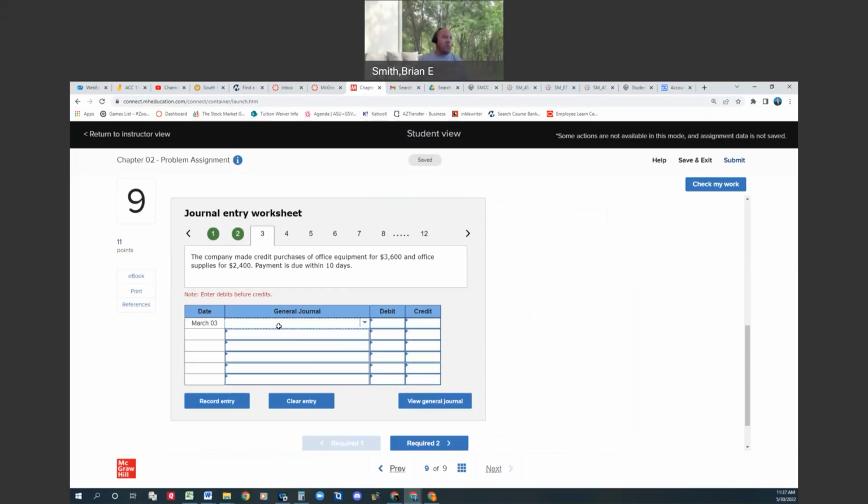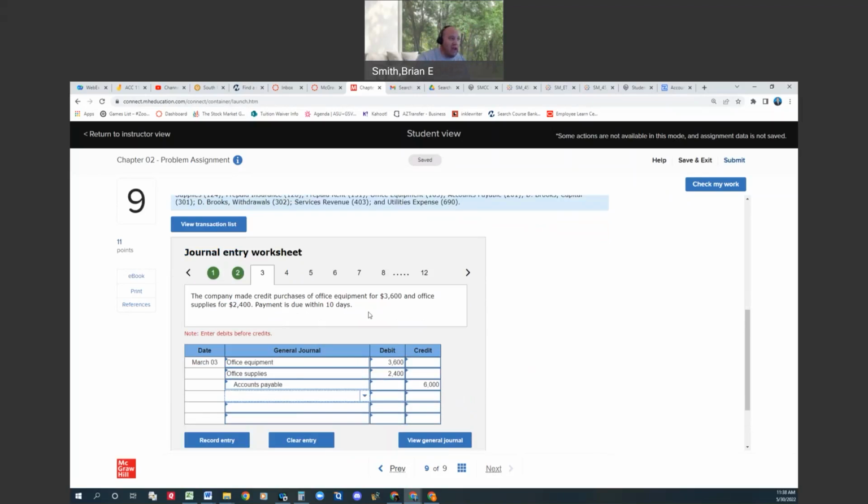Company made credit purchases of office equipment. Okay. I know office equipment is an asset, and what increases an asset is a debit. And office supplies is also an asset. So we're going to debit that. And we're doing them both on credit, so we're going to owe suppliers. So we're going to do it to accounts payable, and that is going to be $6,000. I added the $3,600 to the $2,400. So we're going to come over here.